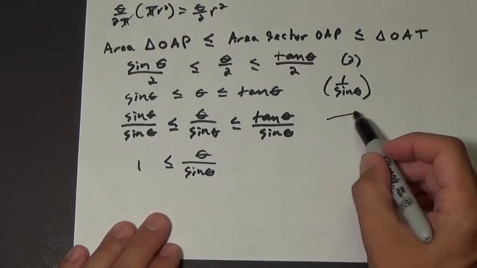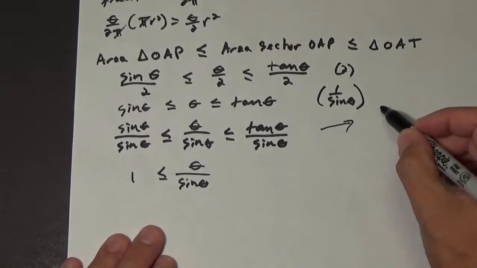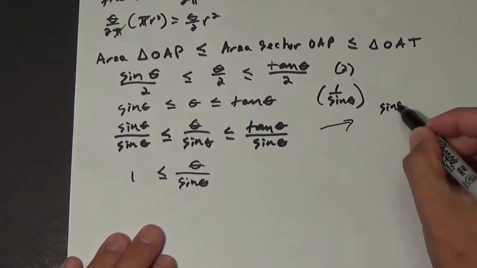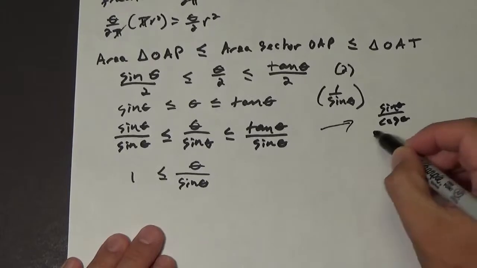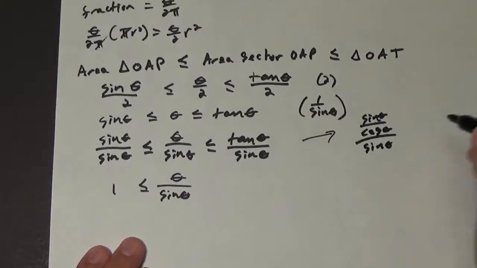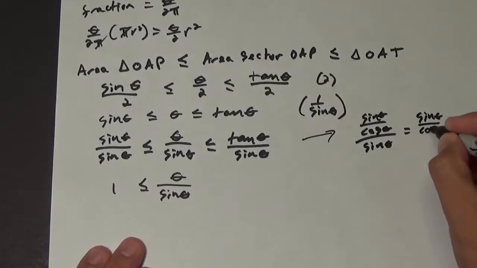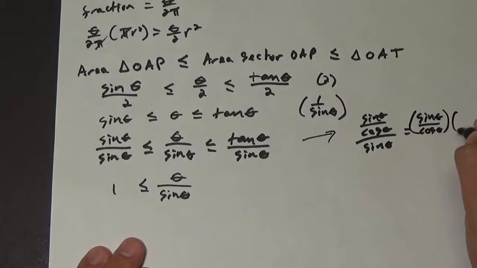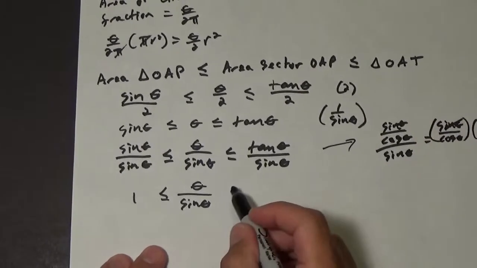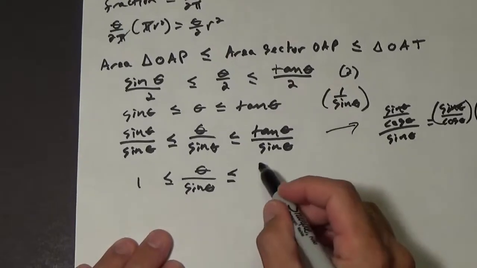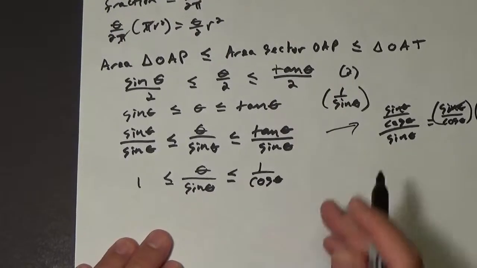I'm going to do a little side work over here. The tangent is the sine of theta over the cosine of theta all over the sine of theta. So remember, tangent, sine over cosine. So that's going to be the sine of theta over the cosine of theta times 1 over the sine of theta. The sines cancel. So this is going to be 1 over cosine. So less than or equal to 1 over the cosine of theta.